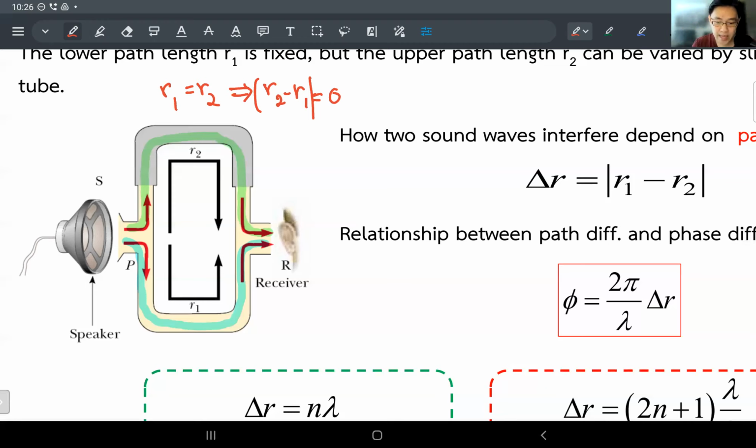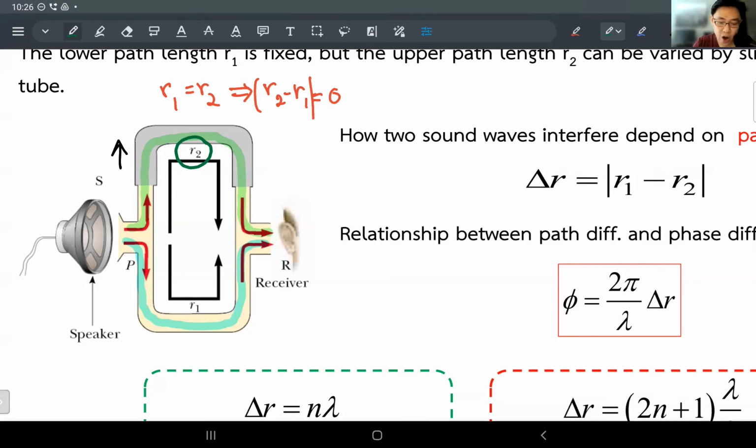Now think about it. Let's say the upper path is a tube that is movable, so that means I can actually move this tube up and down. Let's say just up, all right? If I move the upper tube up a bit, the distance R2 gets extended. So wave number 2 gets a detour, and it has to travel a longer distance before reaching the receiver's ear. You guys still follow so far?